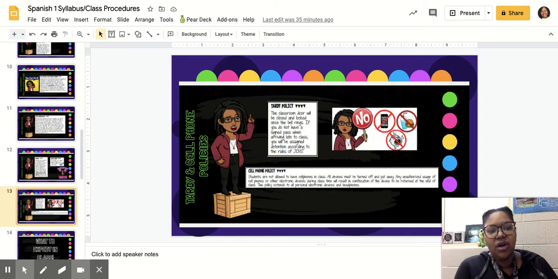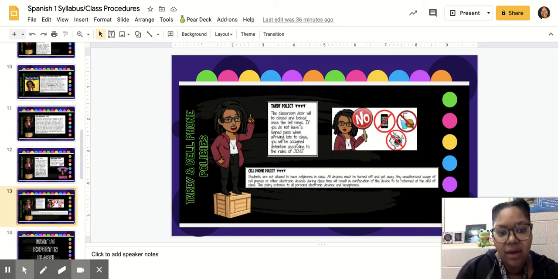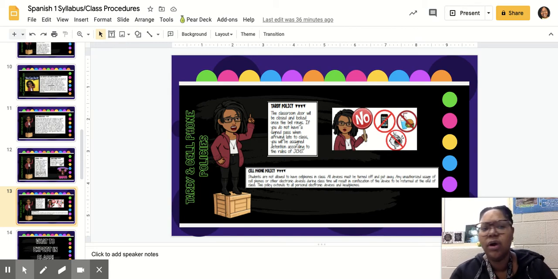All devices must be turned off and put away. Any unauthorized usage of cell phones or other electronic devices during class will result in confiscation of the device, to be returned at the end of class. This policy extends to all personal electronic devices and headphones, and this will be if it becomes a major problem. I, of course, will just say put away your phone. You shouldn't wear headphones or earphones at all during class unless we're doing speaking activities, so that shouldn't be anything to worry about. But no phones.